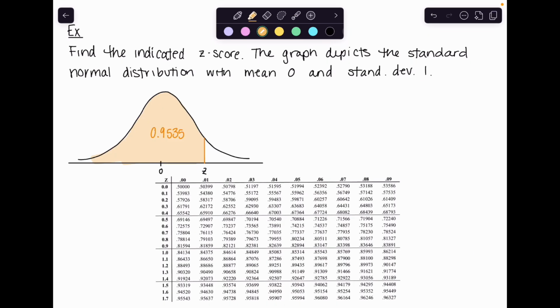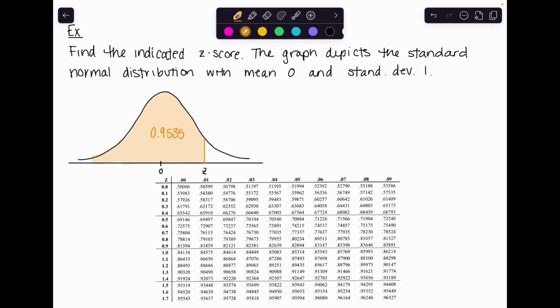So we're going to start by doing an example where we're going to find the indicated z-score. The graph depicts a standard normal distribution with a mean of 0 and a standard deviation of 1. So I want to figure out what is this number down here. And what it tells me is that 0.9535 of my area is to the left of this z-score.